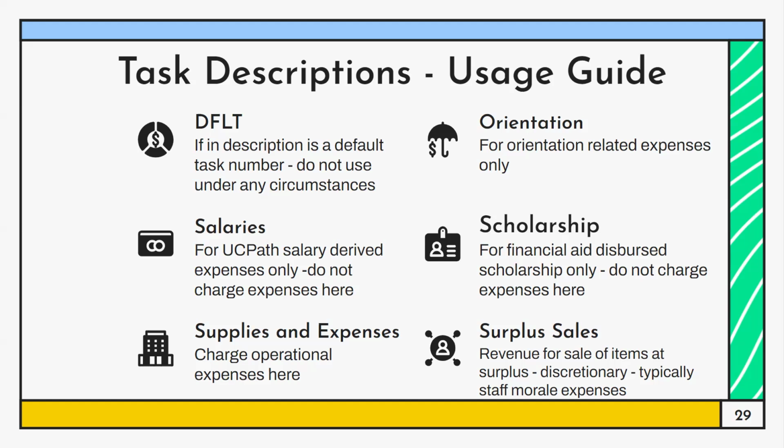If the task description says surplus sales, that is where the revenue for any items your college may sell at the surplus sales office. That is a discretionary fund that can be used for any type of spending, but typically your college leadership uses that for your staff morale expenditures.